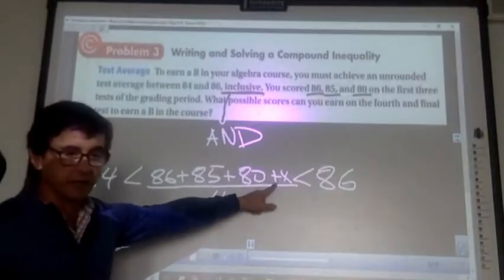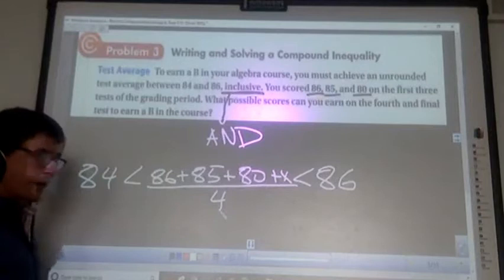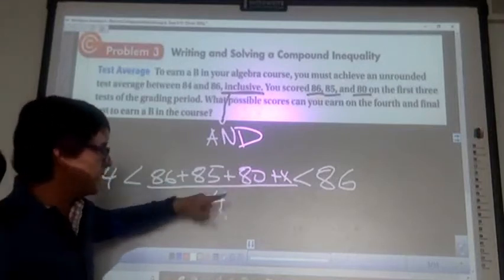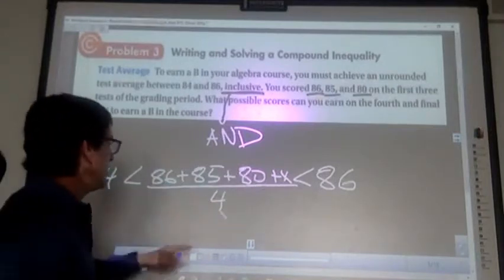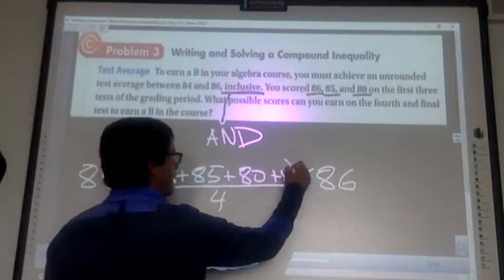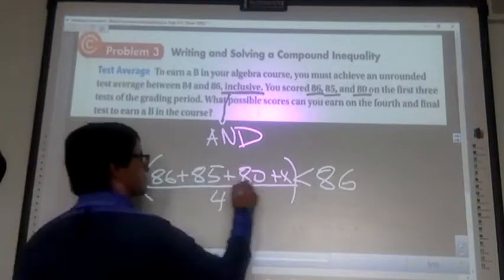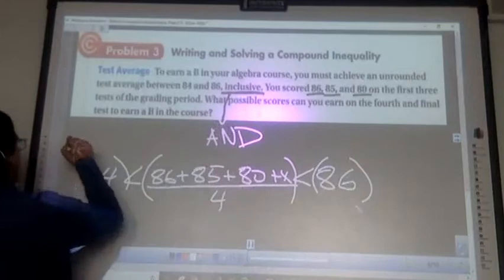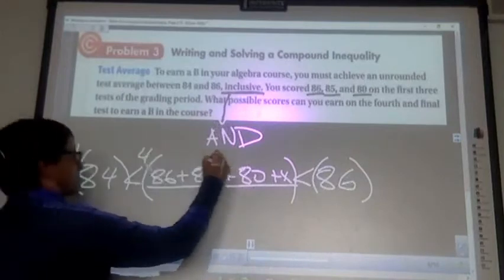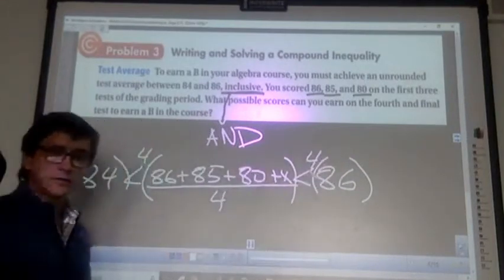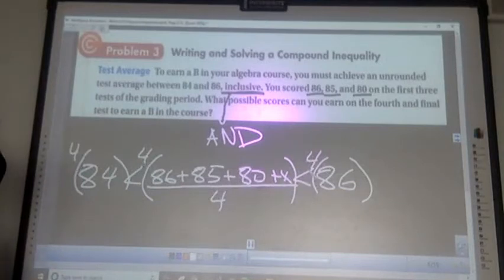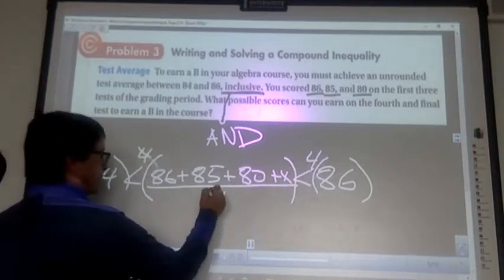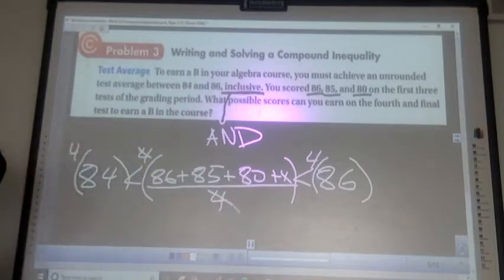And now we can solve for X. So what's in the way in solving for X? This divide by 4 is in the way. So the opposite of divide by 4, we are going to multiply all three parts by 4, left, middle, and right. In the middle, the reason we're doing it is because the 4's cancel.